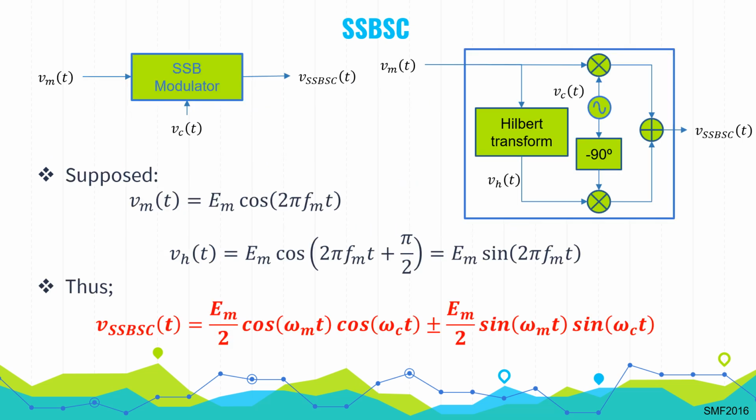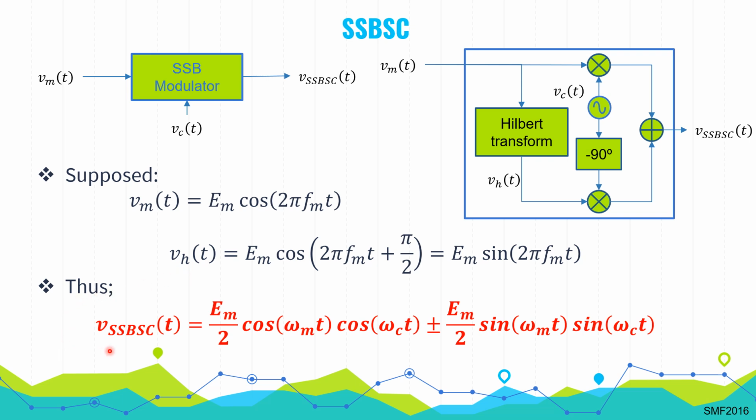Let's now look at the mathematical representation of SSBSC. Suppose we have a modulating signal, V sub m of t, and a carrier signal, V sub c of t. The modulating signal can be expressed as V sub m of t is equal to E sub m cosine of 2 pi f sub m times t. The Hilbert transform of the modulating signal, V sub h of t, is equal to E sub m cosine of 2 pi f sub m times t plus pi divided by 2, which is equal to E sub m sine of 2 pi f sub m times t.